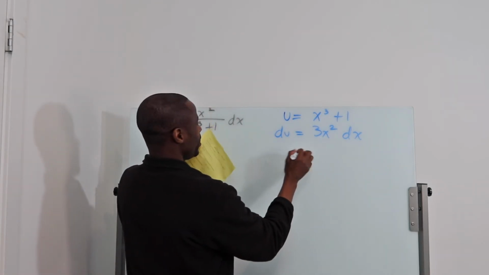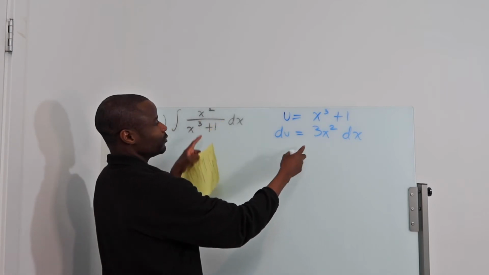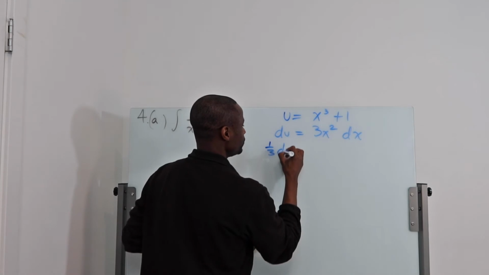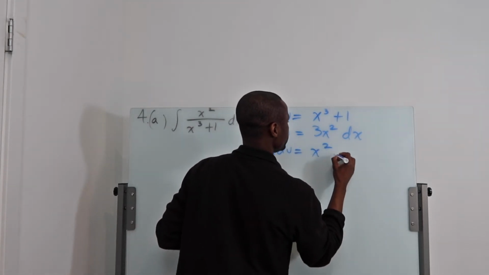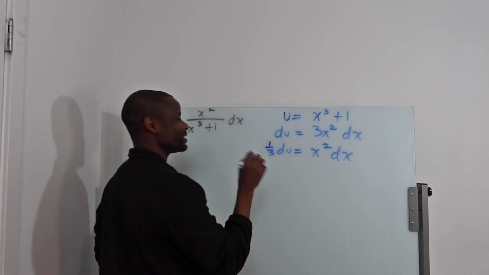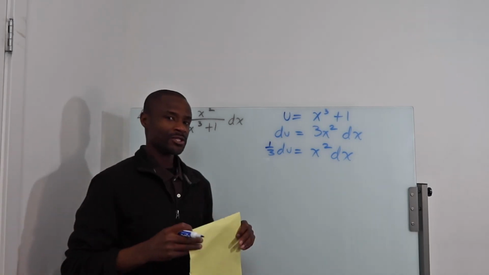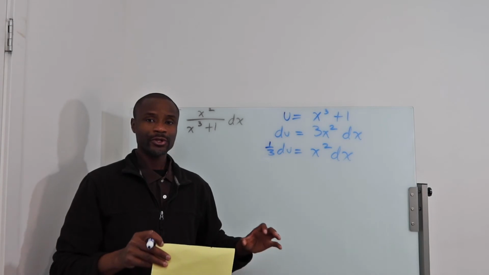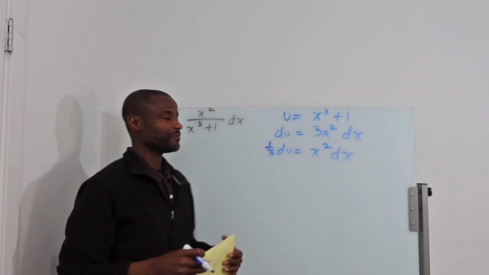So, what do I have to do to du to get x squared? Well, I simply divide by 3 because a third of it is there. So 1/3 du equals x squared dx, and that's perfect. That's exactly what you want. A lot of math is about manipulating the problem to fit exactly what you're looking for. You want to make the problem easier for yourself.